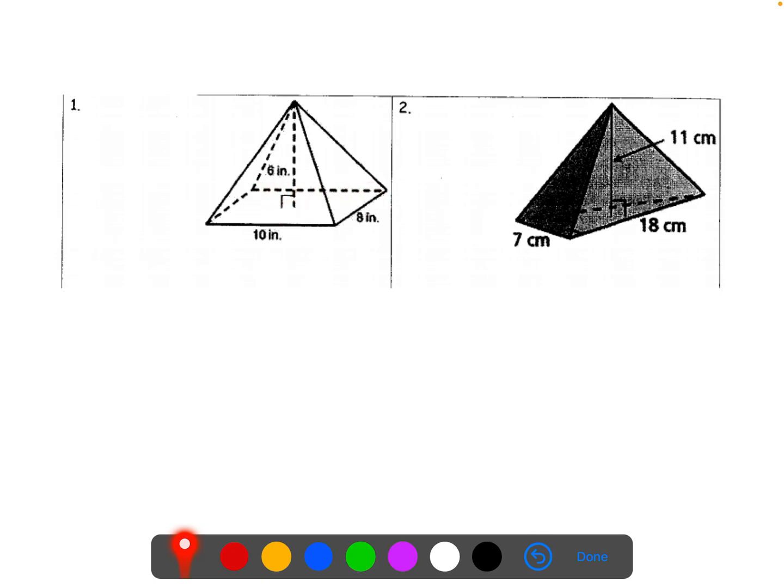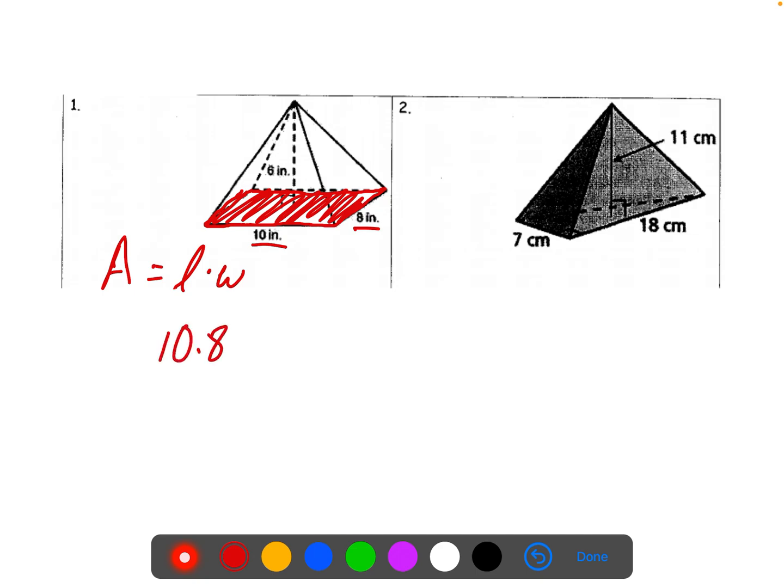We need to find the area of this base first. So I'm going to outline the base here. That'll help as we look for the length and the width, because remember the area of a rectangle is the length times the width. It doesn't matter which one we call the length or the width here, but we have 10 and 8 along our base of the figure here. So we're going to multiply that to get the area of the base. So the area of the base is 80.